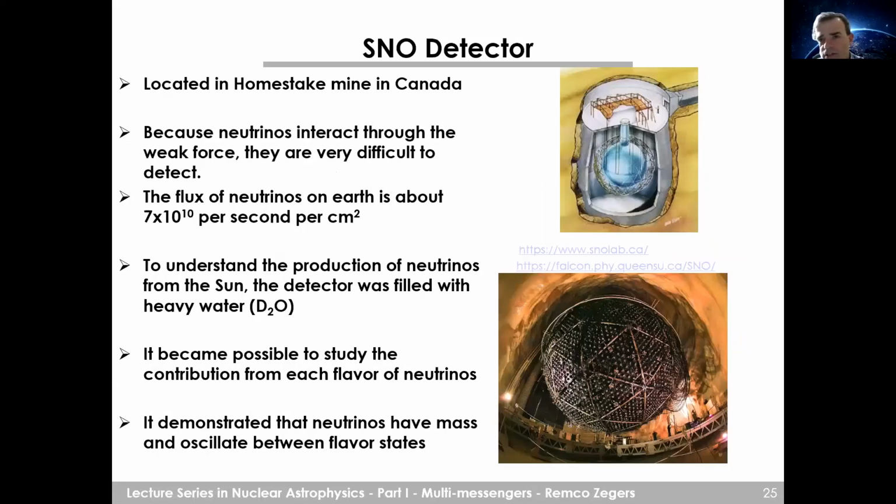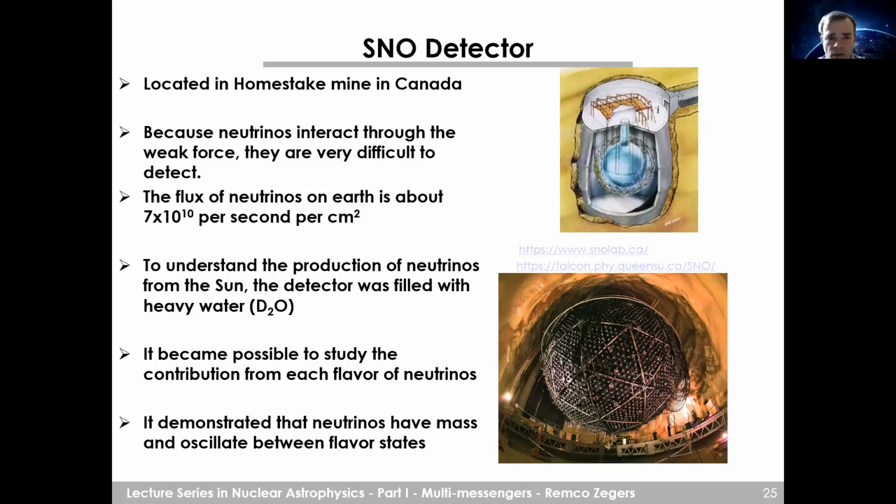So a very famous detector to measure neutrinos is the SNO detector. So neutrinos interact through the weak force, so they're very, very difficult to detect. And the flux of neutrinos on Earth is about 7 × 10^10 per second per square centimeter. So while we are listening to this lecture, we're getting bombarded with neutrinos left and right, and we don't notice it because they don't interact with us at all, which is good. And so if you want to detect these particles, you need a huge detector. And this is a diagram from the SNO detector, which is sitting deep in the Earth. This is to protect it from other radiation, cosmic rays that might disturb the signals.